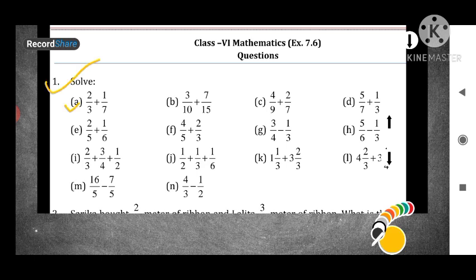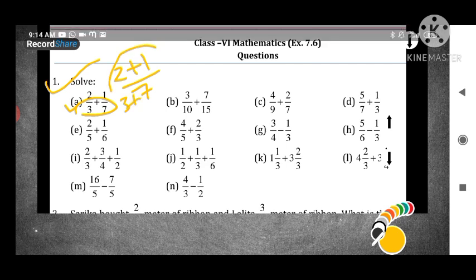Question number A is given 2 upon 3 plus 1 upon 7. Question number B is given 3 upon 10 plus 7 upon 15. Now you can see their denominators are different. If denominators are different, then we cannot add 2 plus 1 and 3 or 7, we cannot add like this.